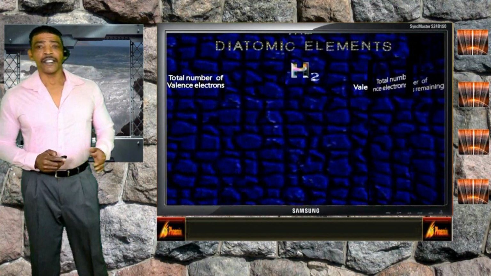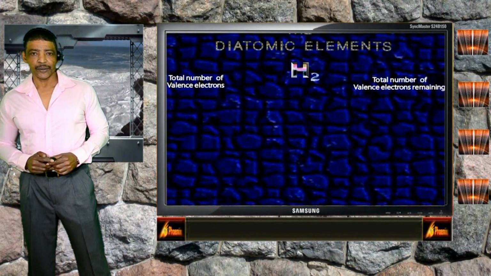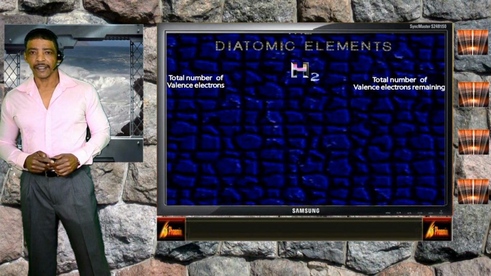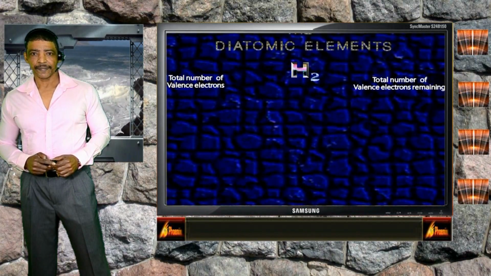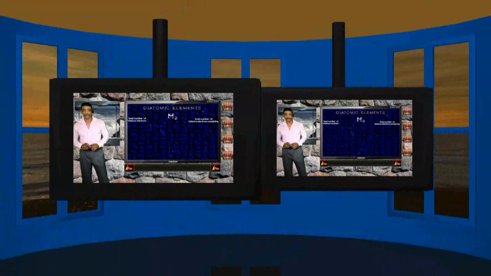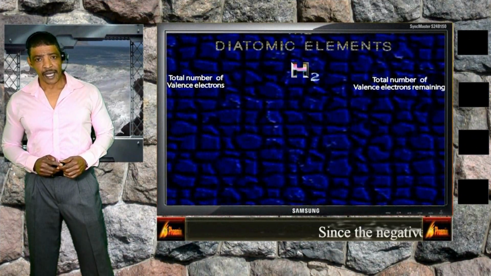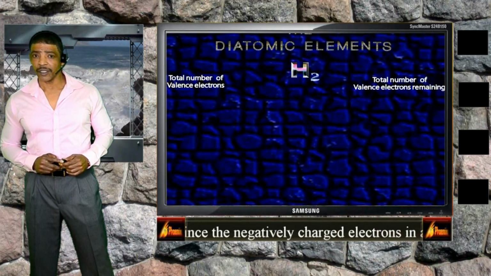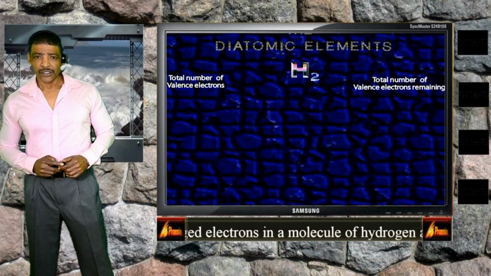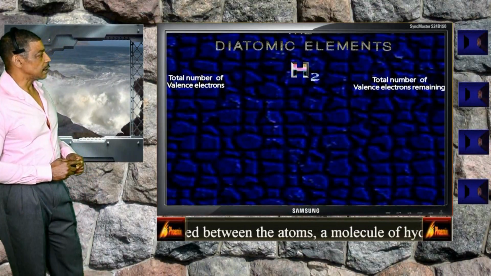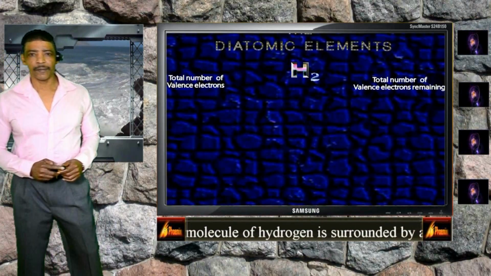Let's begin with the simplest diatomic molecule, the diatomic molecules of the element hydrogen. Because the nucleus of a hydrogen atom contains but one proton, hydrogen is the only nonmetallic element that is located on the left side of the periodic table.